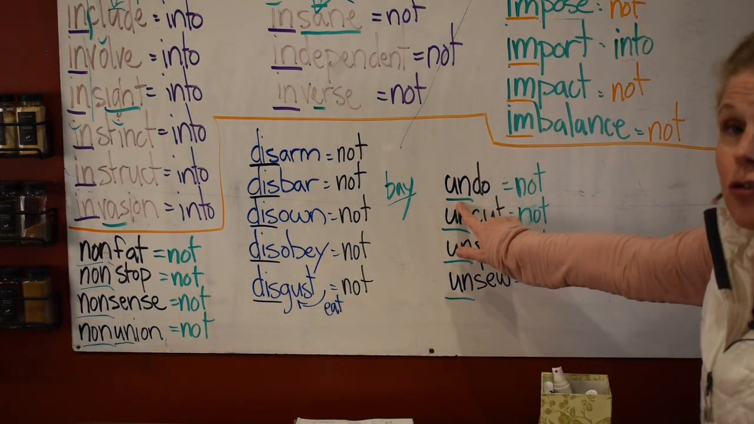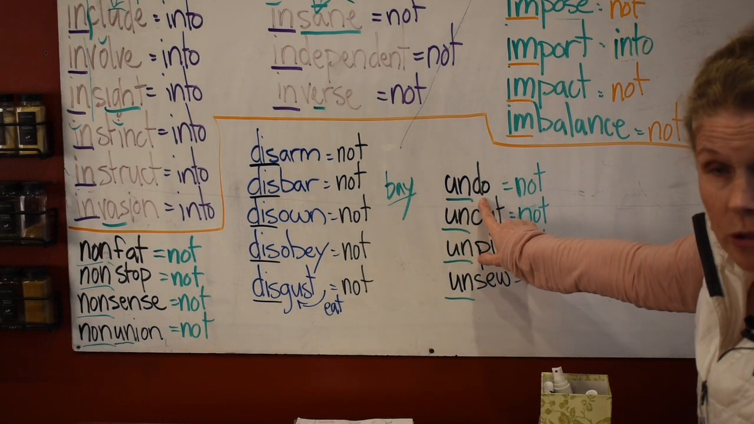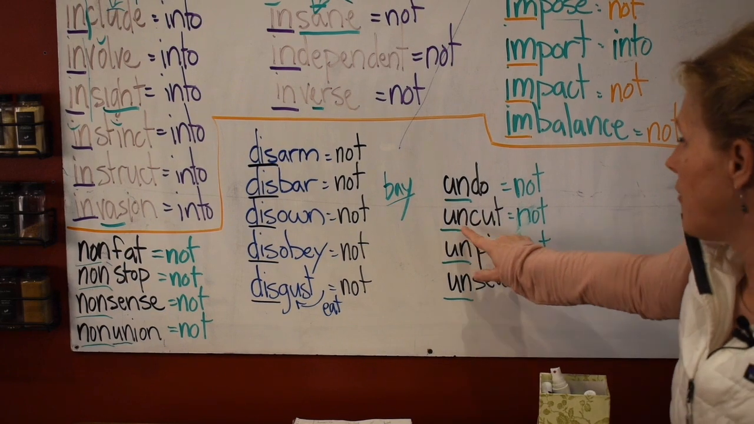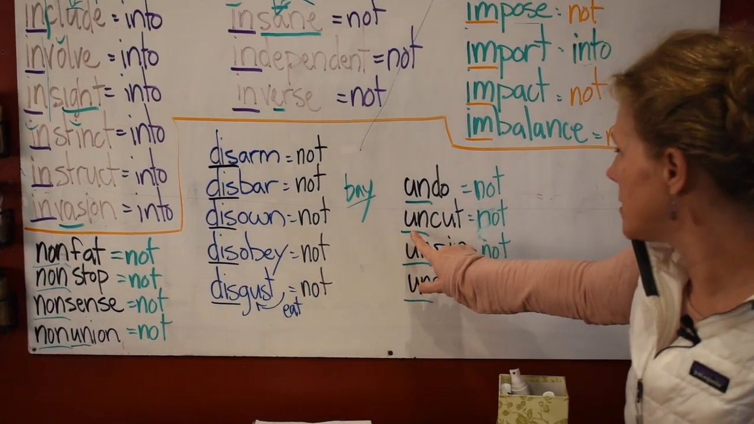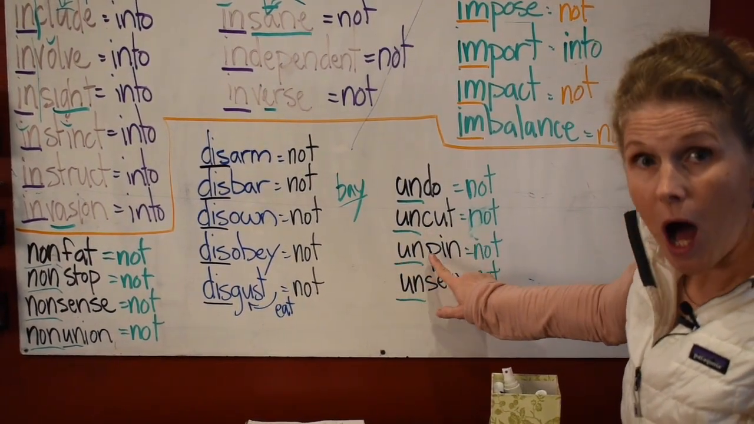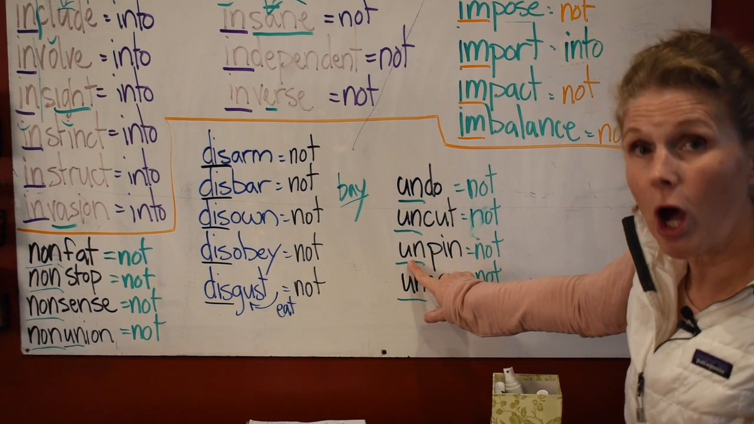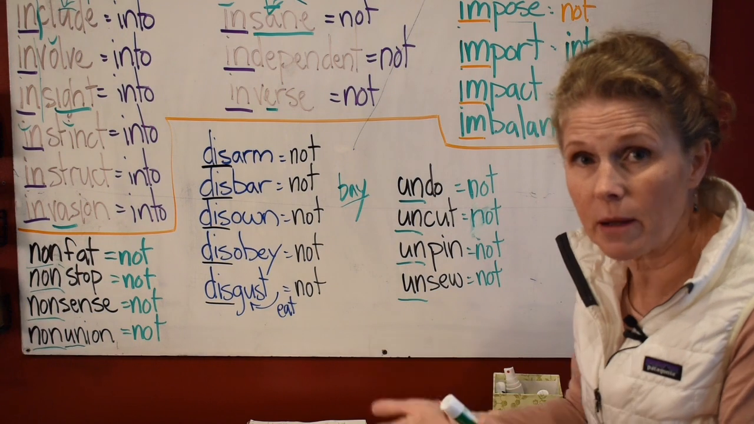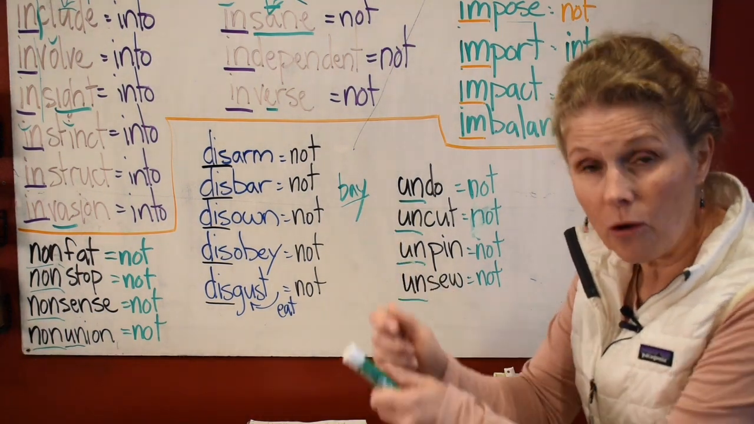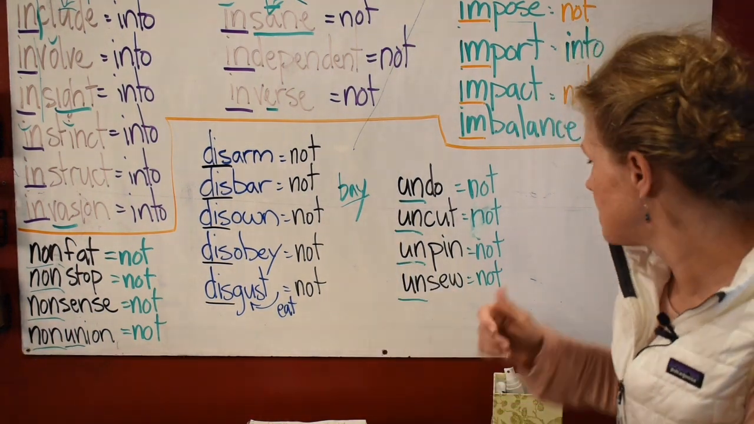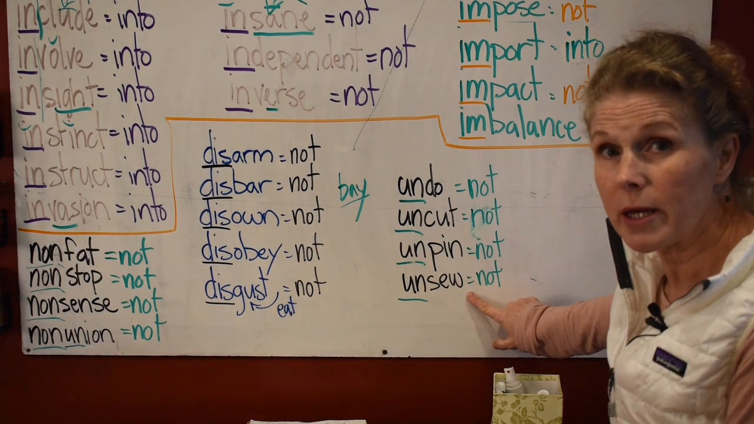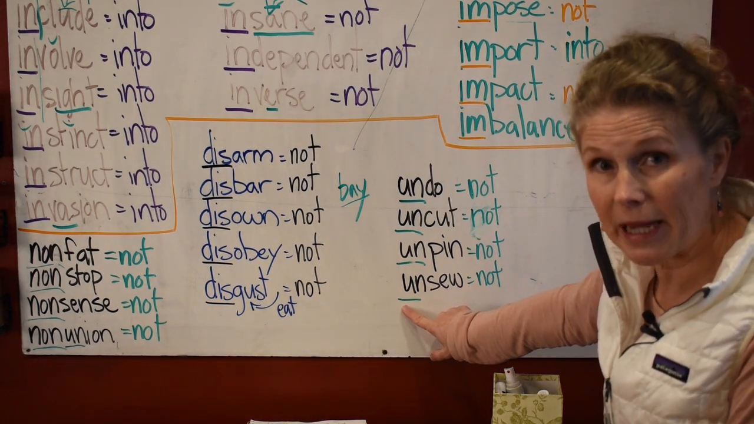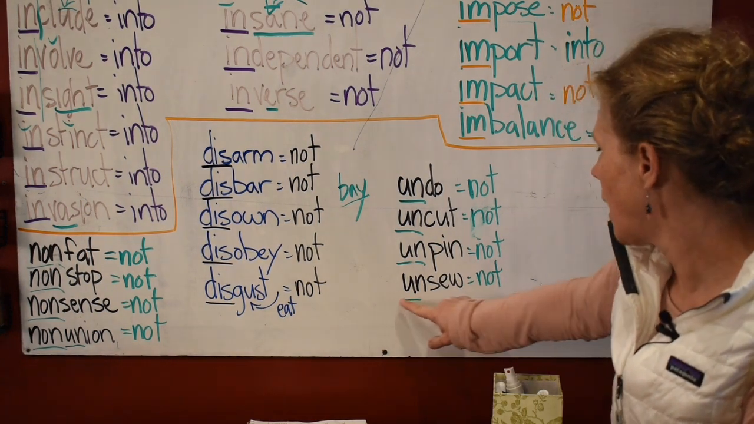Undo. That means you're not going to do. Uncut. The fabric was uncut. Means not cut. Unpin. You're not pinning it anymore. Like let's say you're sewing something and you've sewn it now, and now you're unpinning it. Unsew. Let's say you've made a mistake in your sewing and now you've picked it out and it's unsewn.